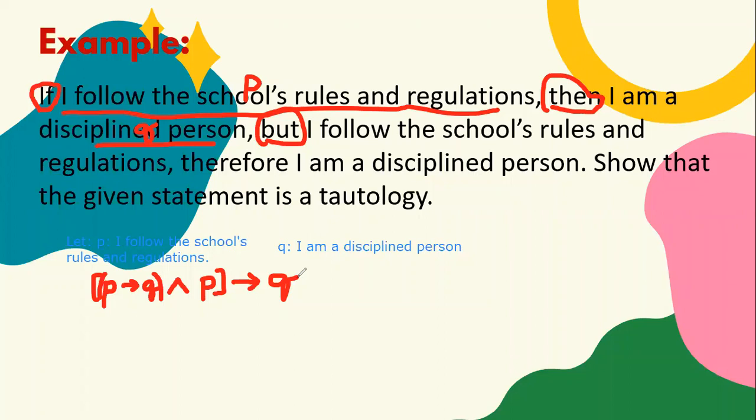Nasundan kung paano mag-translate? If I follow the school's rules and regulations, then I am a disciplined person. So if then statement natin, ito siya. But is the same as and I follow the school's rules. That's the P proposition. Therefore, so ibig sabihin yun yung maging conclusion natin. The result, kumbaga, same as then. I am a disciplined person. Kaya Q. Okay po?